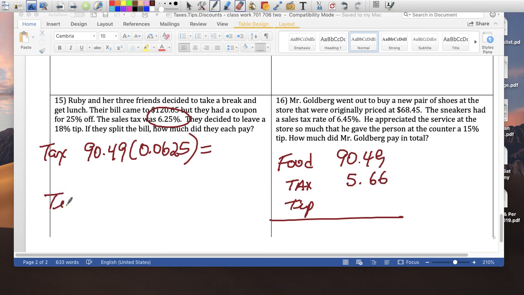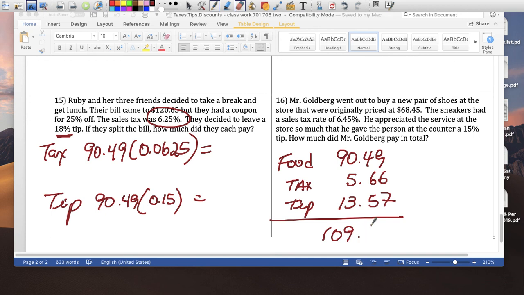Tip. The tip is likewise, we're going to use the food value, 90.49, and we're going to multiply, and we want to give the waiter 15% tip, 0.15. 90.49 times 0.15 equals, and that's going to give us $13.57. 90.49 plus 5.66 plus 13.57. And our final total is $109.72.